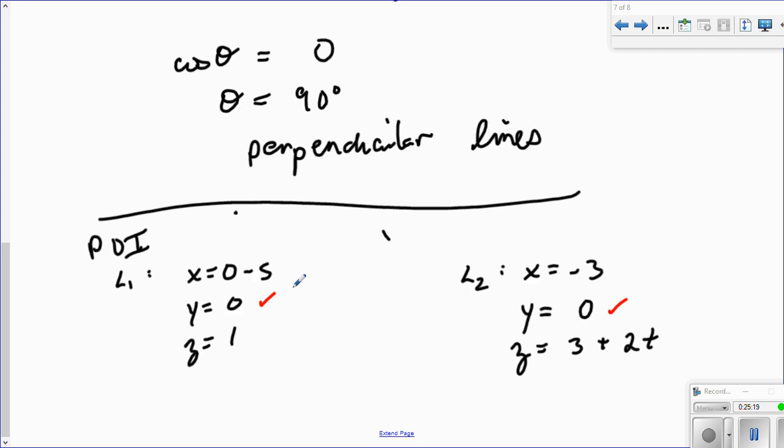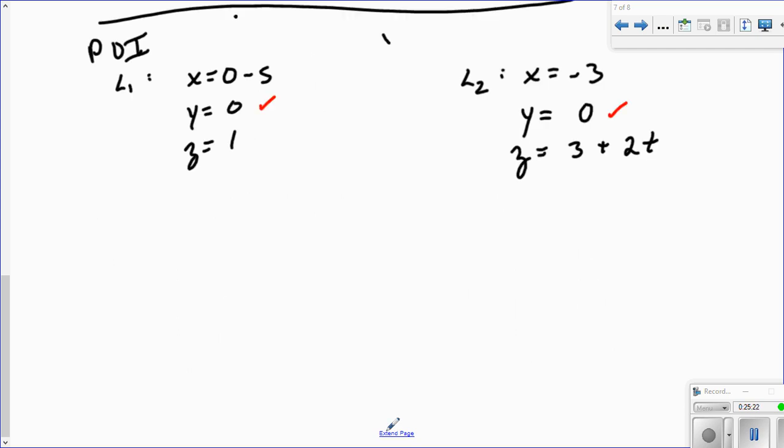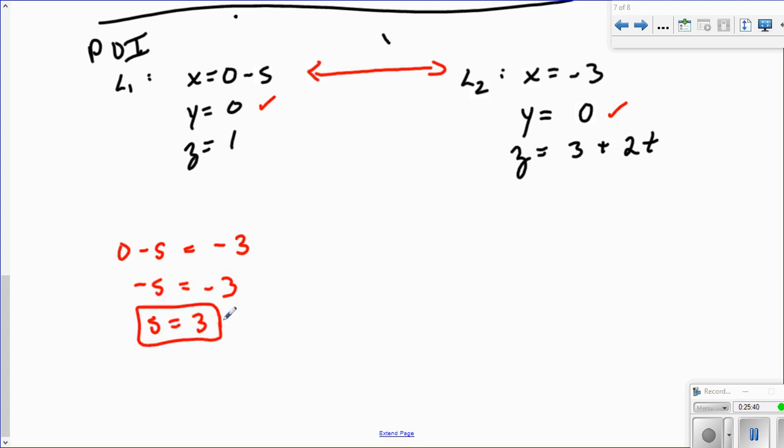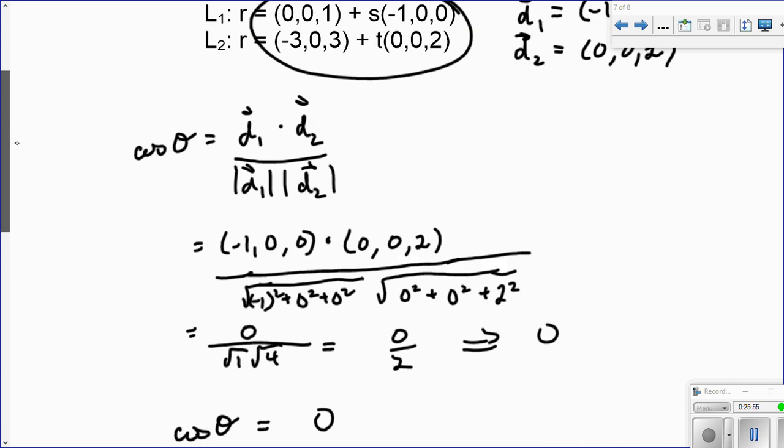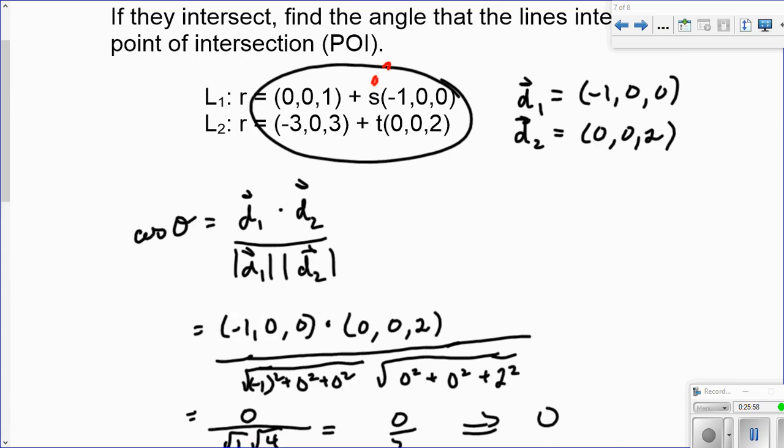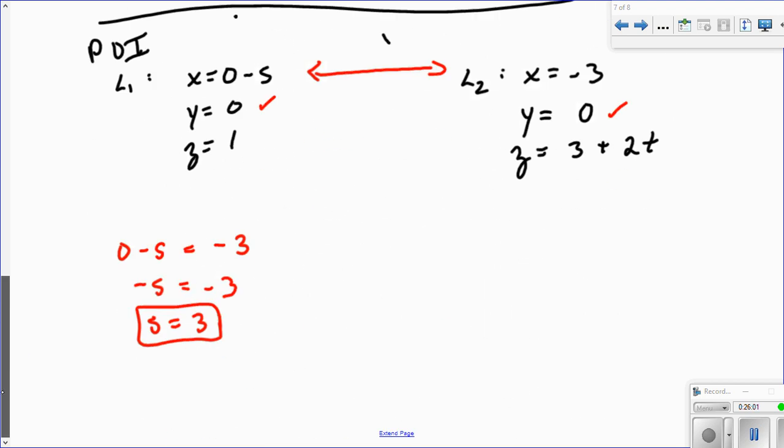Can I solve for any of these? Let's equate my x's here. So in line 1, I've got 0 minus s, and in line 2, I've got negative 3. Well, that's good. That allows me to solve for s equals 3. So s equals 3 satisfies x and y, and there's no s parameter in the z component, right? So that's fine. I think I've got my system here. So if s equals 3, that might be my point of intersection here that balances this equation.